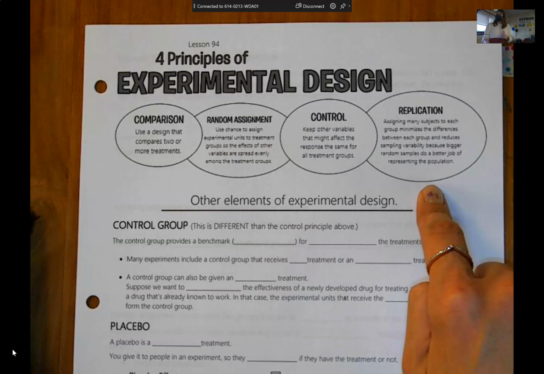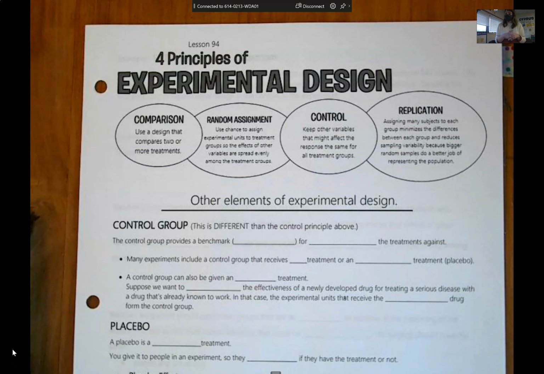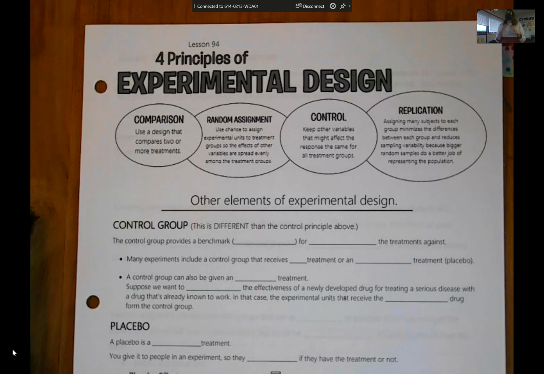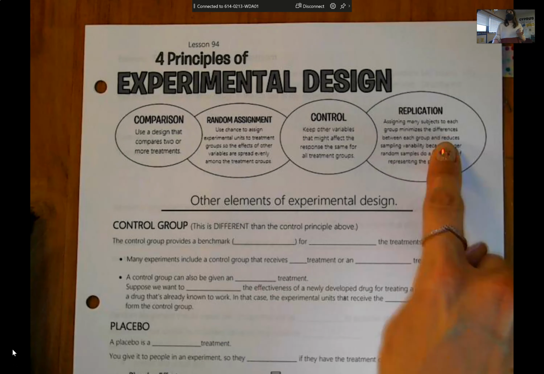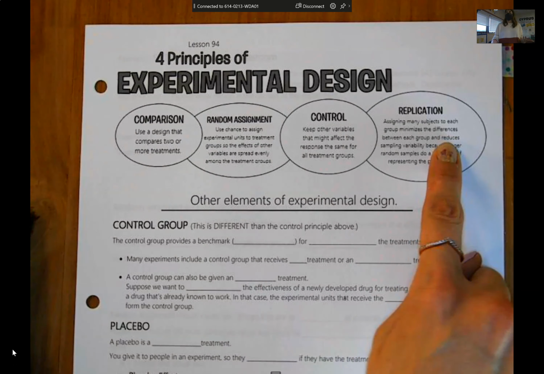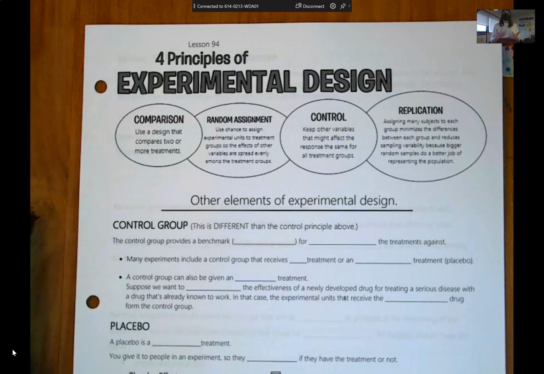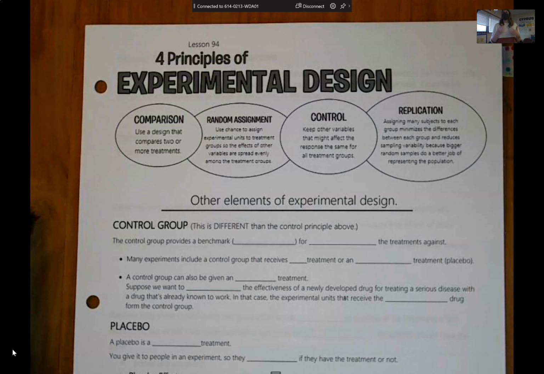And then lastly is replication. We want to make sure that we have enough subjects in our group so that our group actually looks like the population. So replication is kind of like sample size. The more people you get in a treatment group, the closer the treatment group gets to looking like the population.